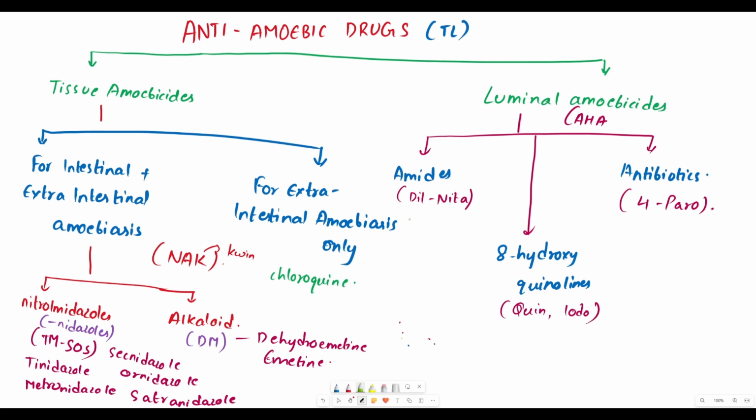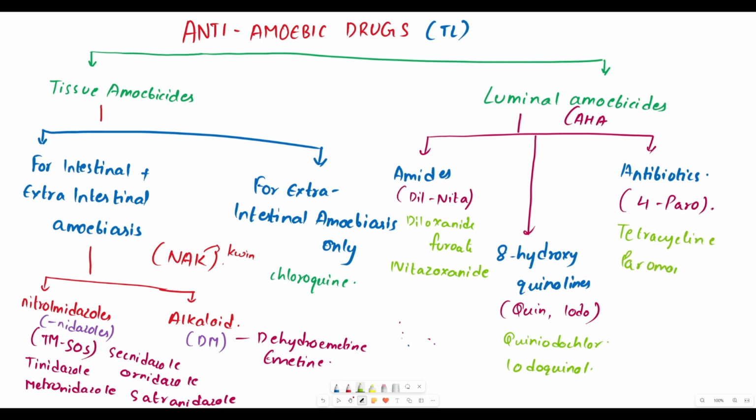So by using these tricks, let's try to write the examples. In the amides, dil means it is diloxanide furoate. Nita means it is nitazoxanide. And for 8-hydroxyquinolines, quin means it is quiniodochlor. Iodo means it is iodoquinol. Antibiotics, 4-paro is the trick. 4 means it is tetracycline. Paro means it is paromomycin.